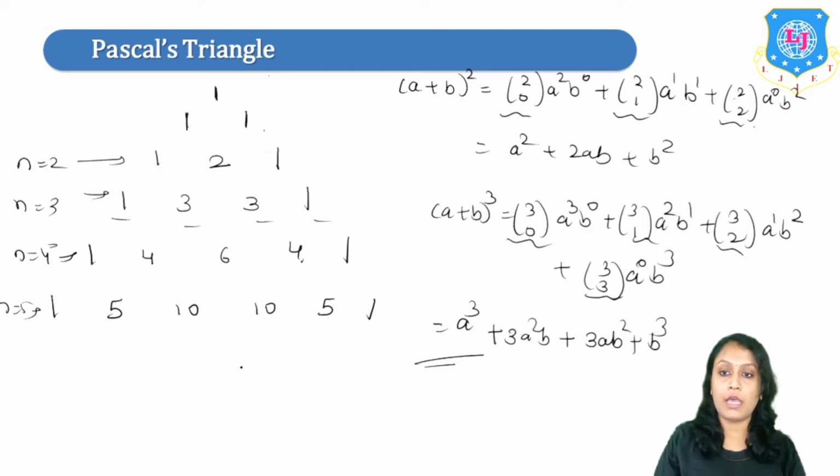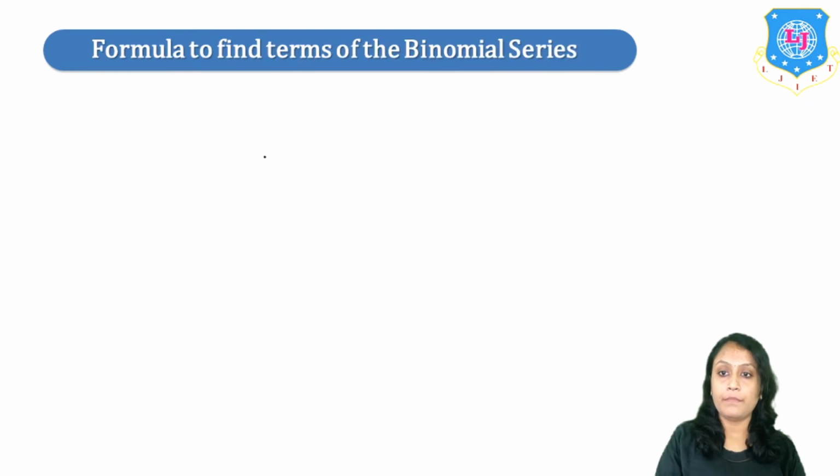Alright, so now let's study the formula to find the terms of a binomial series. (a + b)ⁿ is given to you, and we need to find any term. So the formula will be nCr aⁿ⁻ʳ bʳ. This will be the formula to find any term in the binomial series.